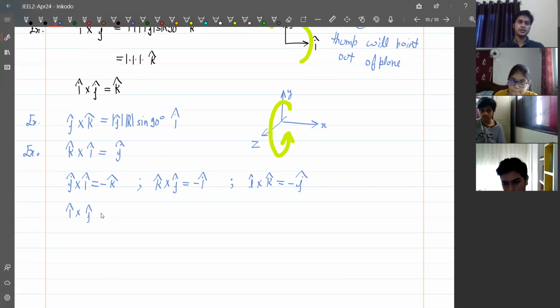And write all the relations together. I cross J is K cap. J cross K is I cap. And K cross I is equal to J cap.